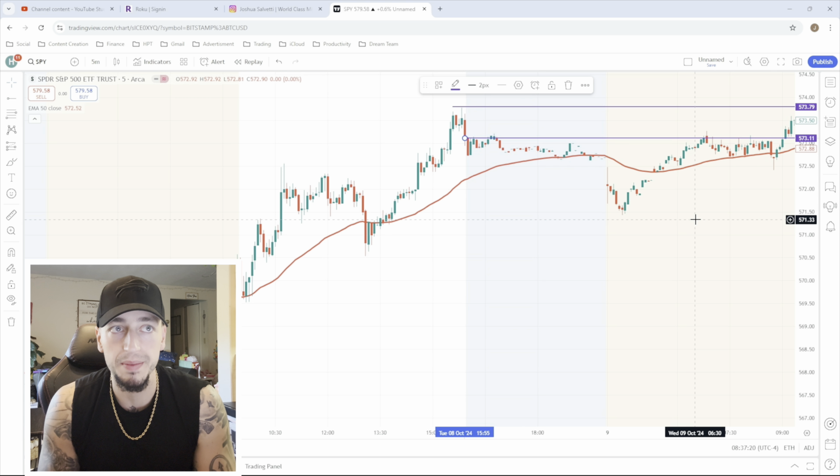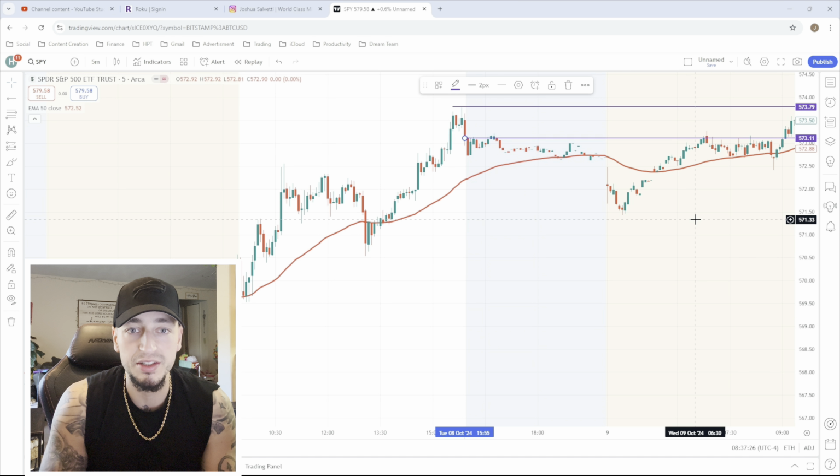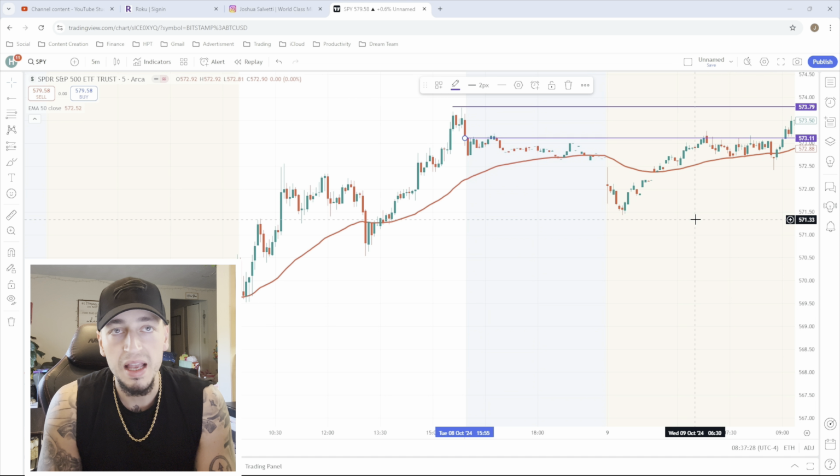Why are pit numbers important? Because these are the levels that hold a lot of volume and liquidity. So let's bring it back to predicting versus reacting. If I'm going to predict the market, I'm going to be like, oh, the market's rallying, so I have to go long.